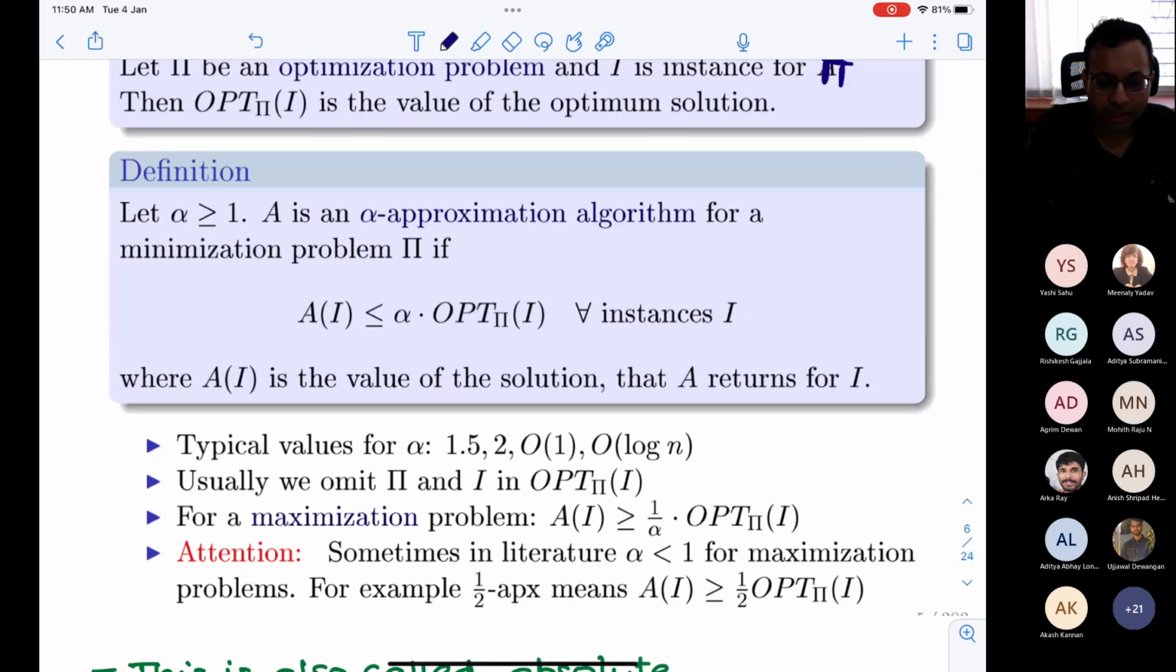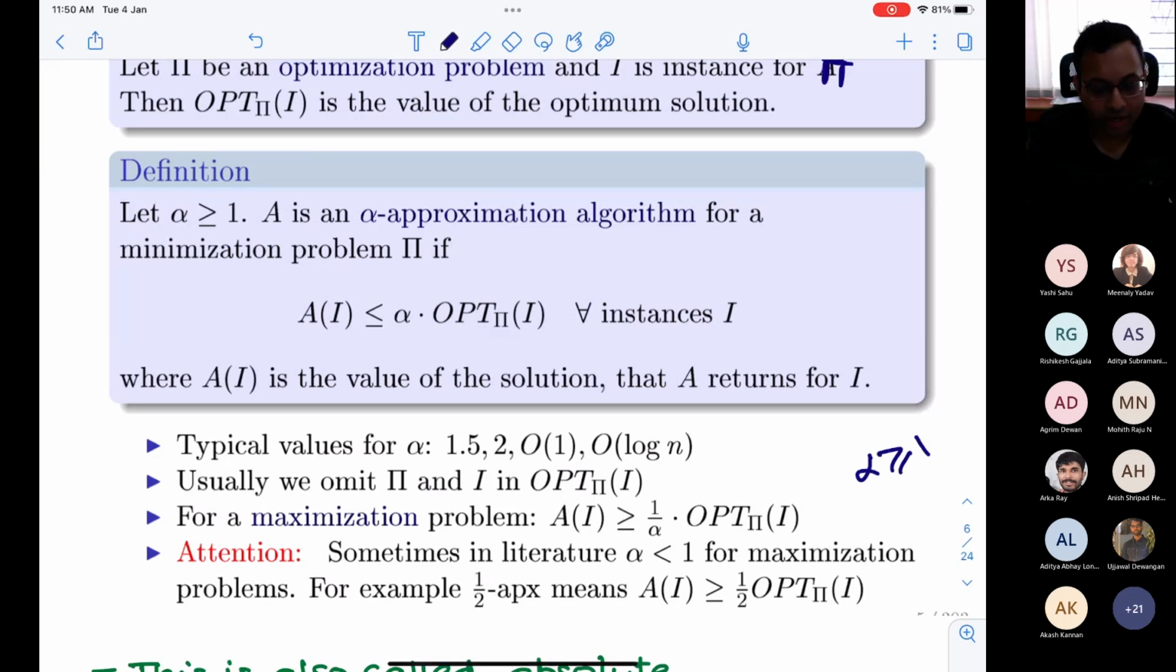You can define similarly the same things for a maximization problem, where your objective is to maximize something. In that case, opt is greater than or equal to A(I). It's a maximization problem, so what we want is that A(I) is not too far from opt. So A(I) is lower bounded by 1 by alpha times opt(I). In this particular definition, alpha is greater than or equal to 1.